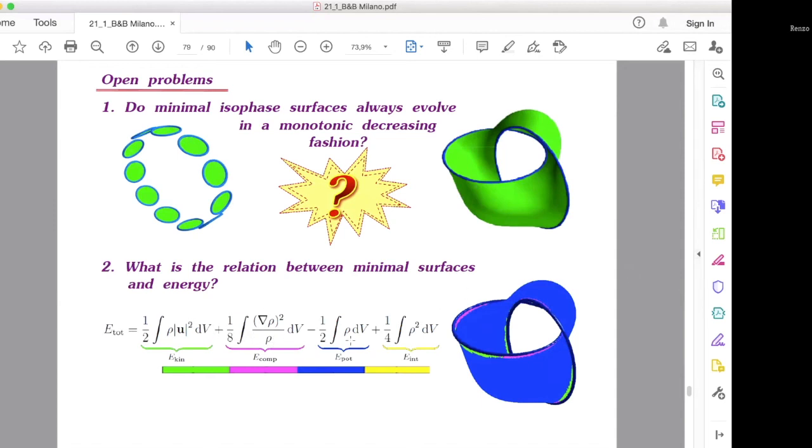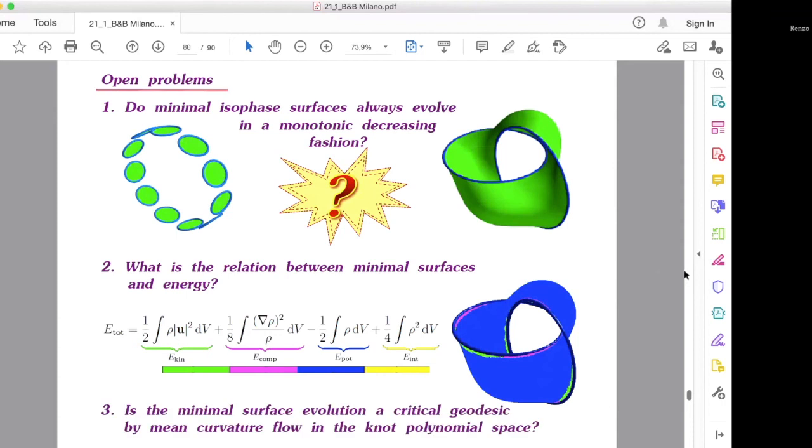Energy is given by several contributions, and the preliminary check by Simone on these contributions makes us believe that some of these components are far more important than others. And so we would like to understand the relation in terms of energy of this eventual minimal area evolution. And the third question is far more difficult, and is a question to Shin in particular, and is the following. Is the minimal surface evolution, if confirmed, a critical geodesic by mean curvature flow in the knot polynomial space?